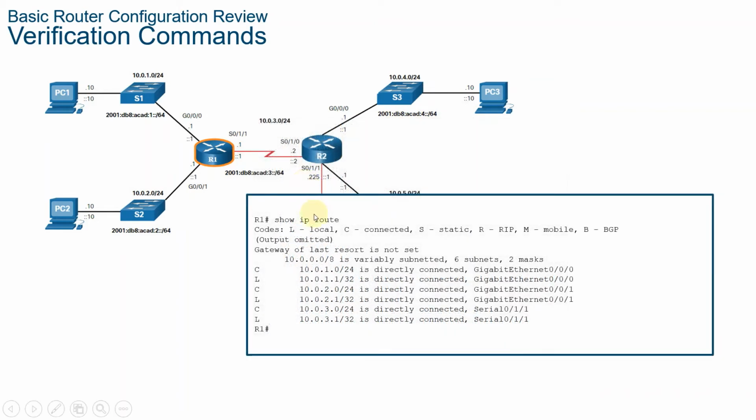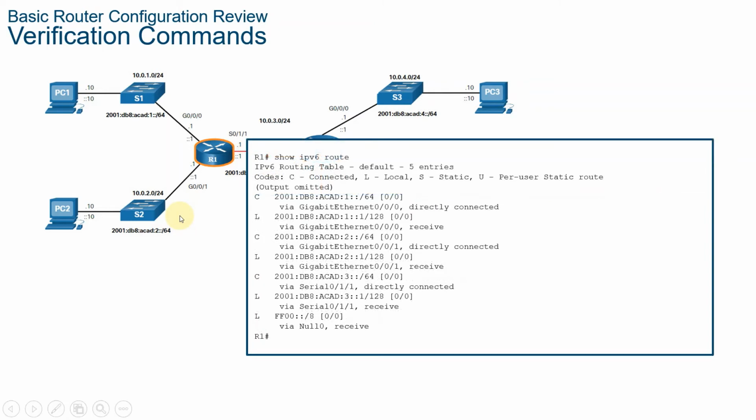The next one would be show ip route. This is the routing table. Basically what you see here are just C and L. C means directly connected, and L denotes the local IP address, or the IP address connected to the specific interface. Now, for the IPv6 route, show ipv6 route displays only the IPv6 equivalents.